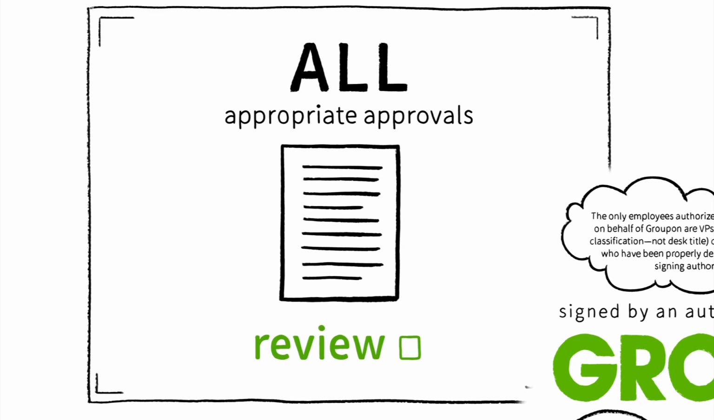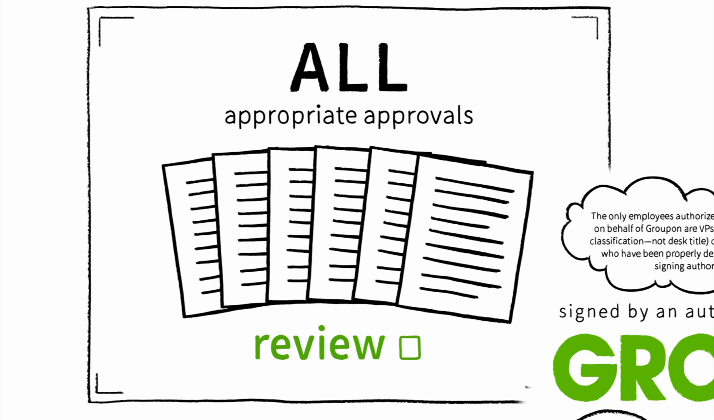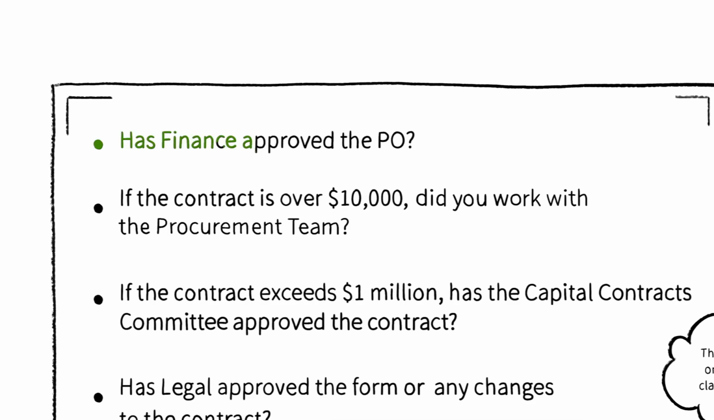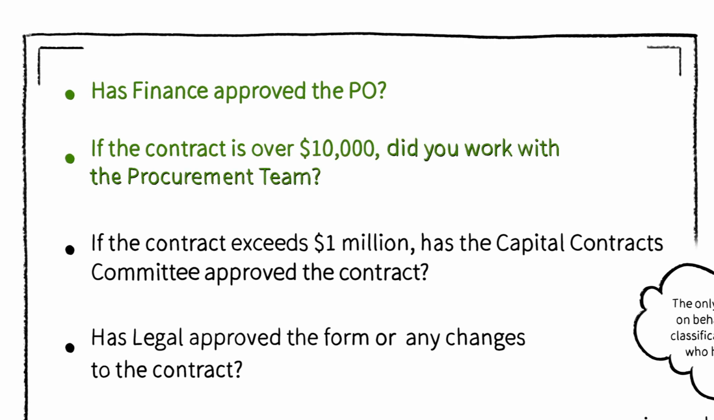Before an authorized signatory may sign a contract, it is their obligation and responsibility to ensure all appropriate approvals are in place and all necessary reviews have occurred. Included in this checklist are the following items. Has finance approved the PO? If the contract is over $10,000, did you work with the procurement team?